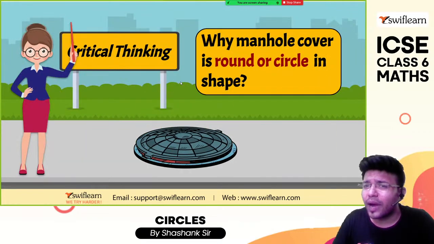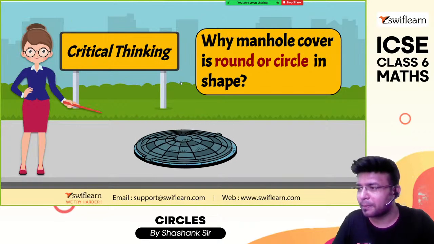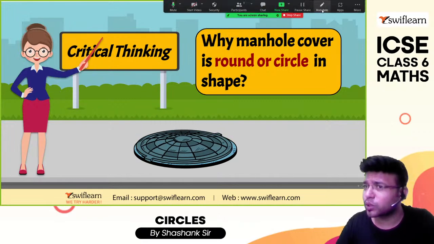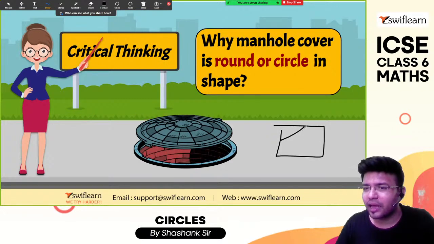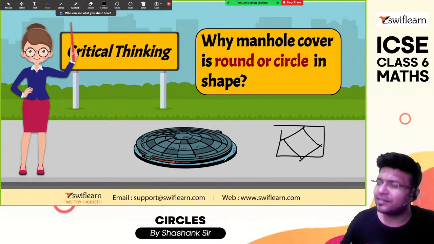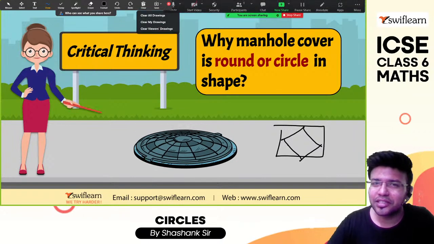Critical thinking. Why is a manhole cover round, or in circular shape? You know, why is this circular in shape? If this were square, and if you do not close the cover properly, a person could fall in. There are some reasons, and these may be the reasons. Let us check.